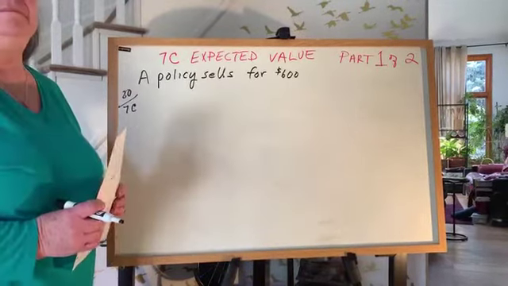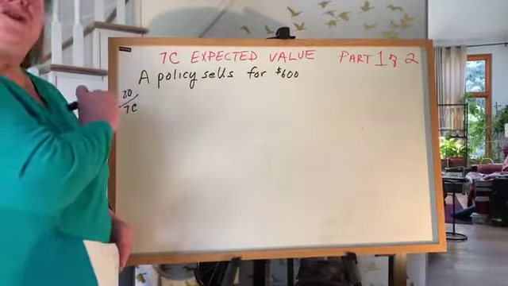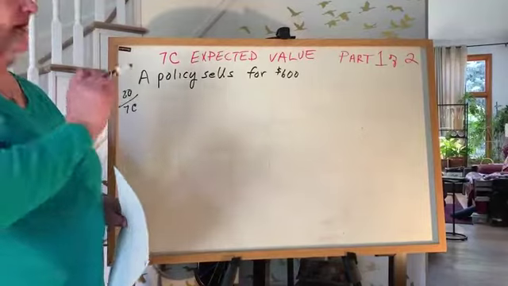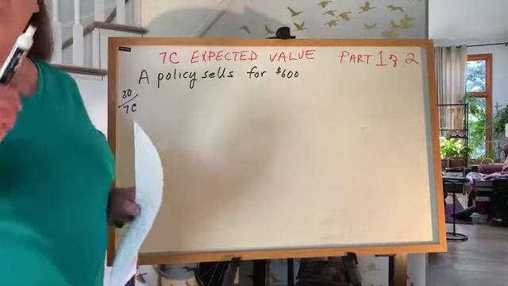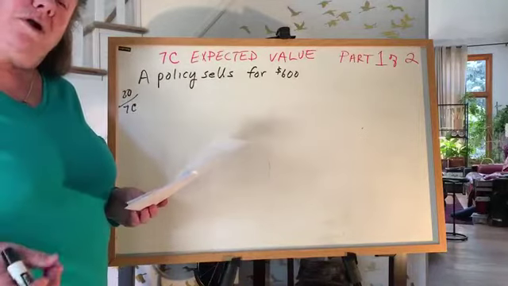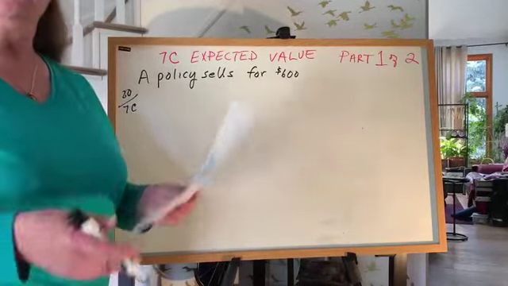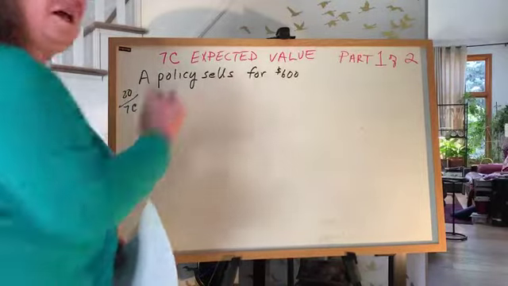Okay. The next one is an insurance application. This is in your book, number 20. Okay? You own an insurance company, and you have to decide if it's worth it to sell a particular insurance policy to the masses for $600.